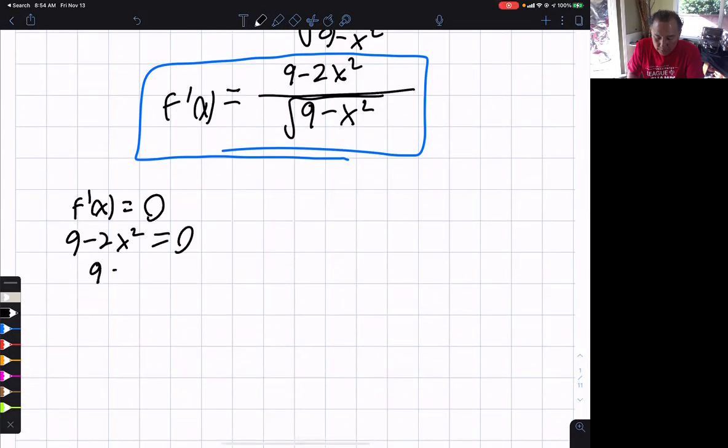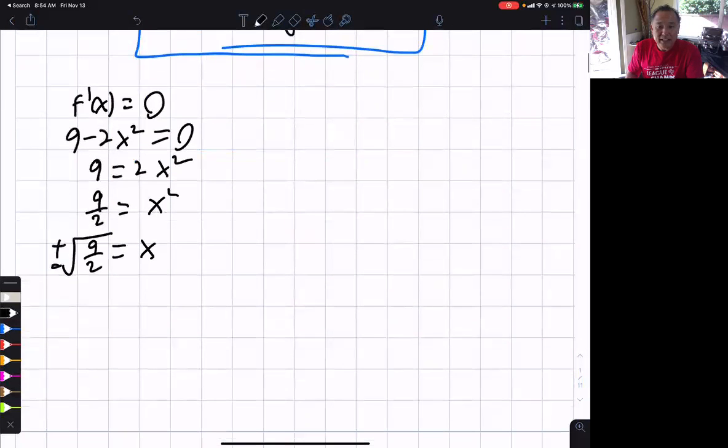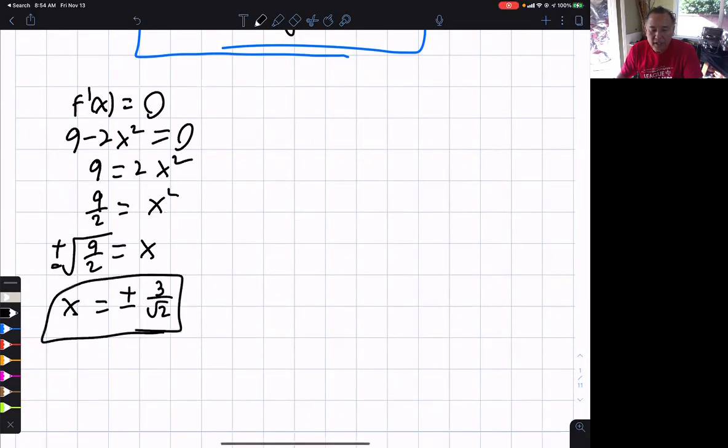Add 2x squared to both sides. Divide both sides by 2. Square root both sides, and don't forget, you get plus or minus. And then the square root of 9 is 3. So x is plus or minus 3 over radical 2. So those are two critical points.